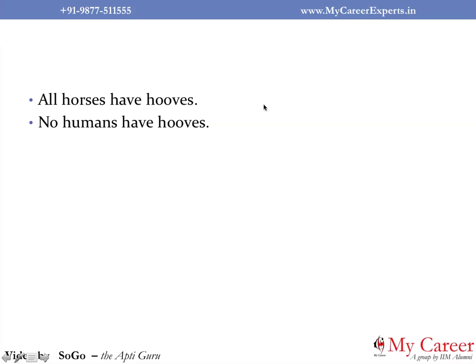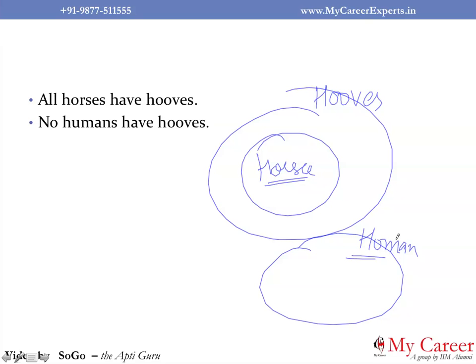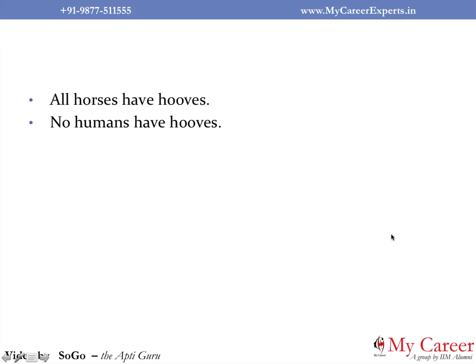All horses have hooves. So we have horses here, we have hoof here. No human have hooves. So this is human. Humans are not horses, because horses and humans are different from each other by virtue of hooves.